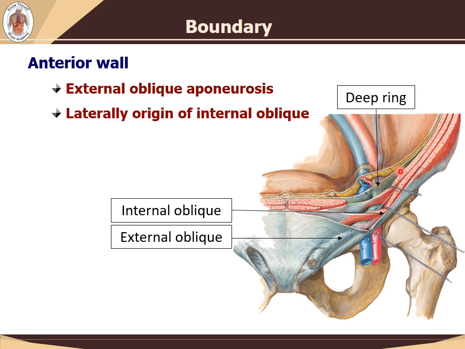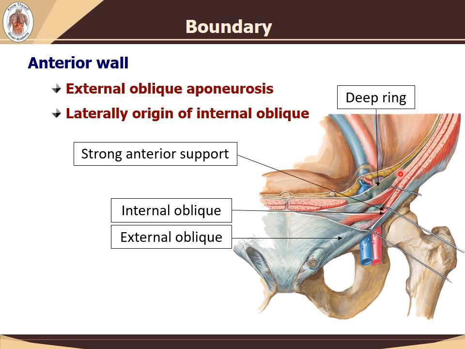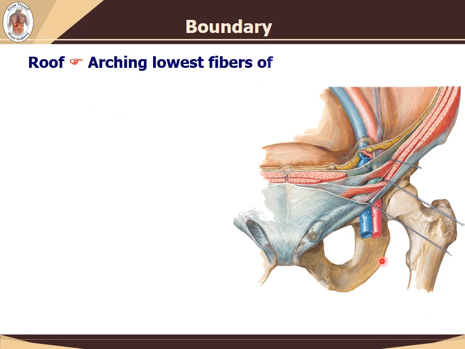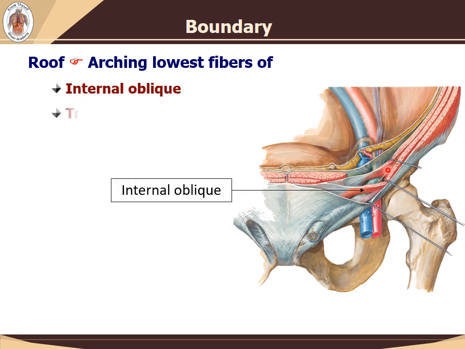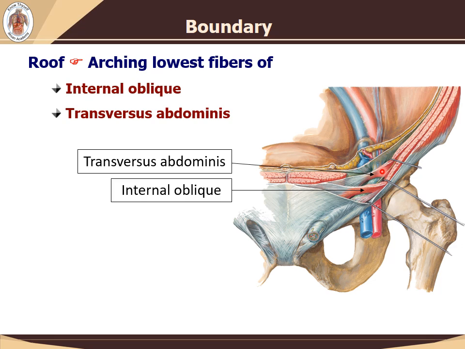This is the deep ring you can see in the fascia transversalis, and anteriorly this ring is supported by the fleshy internal oblique muscle and the external oblique aponeurosis. The roof is formed by the arching fibers. You see this is attached up to the lateral 2/3, then its fibers arch over the roof and go to the posterior wall. This is internal oblique, and this one is the transversus abdominis, which also arches over. So these two form the roof.